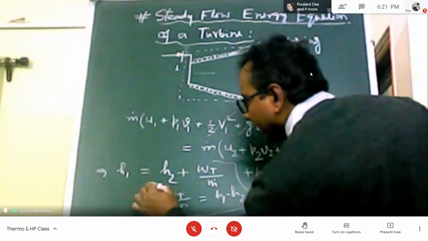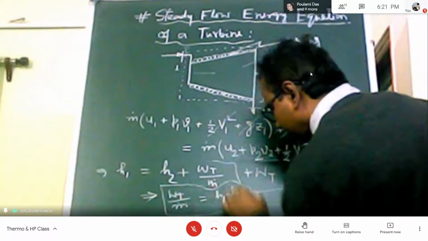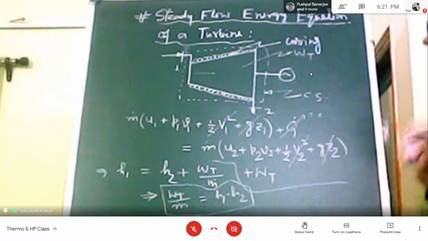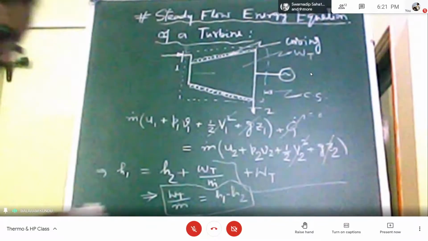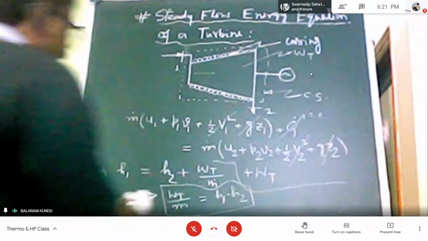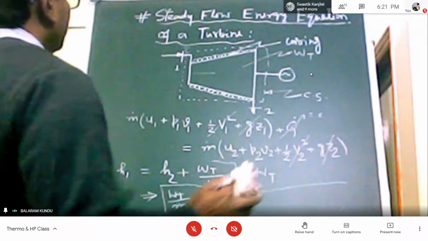So it is possible to write it in a simple way. This is a very simple equation. A simple equation has been obtained here. Now, from a practical point of view, what can we discuss here?